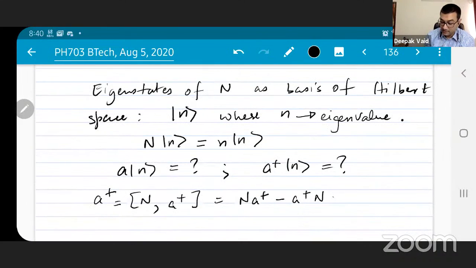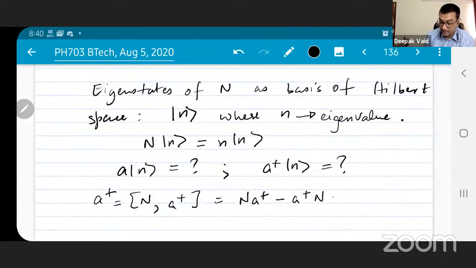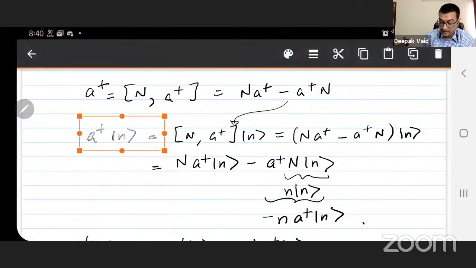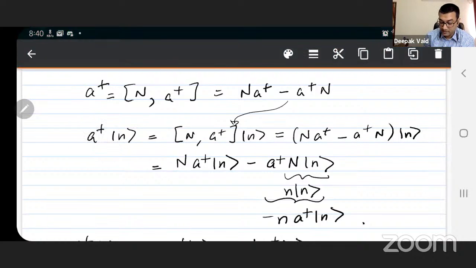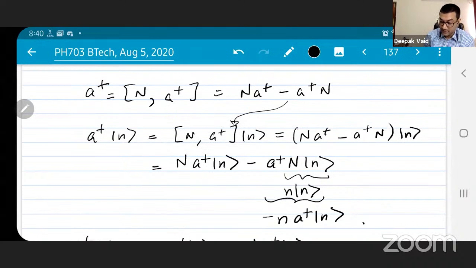Then we assume that there is a set of eigenstates of the number operator, which we label by the eigenvalue n. Then we ask what happens when we act on |n⟩ with A dagger. And then we use this commutator relationship. So A dagger can be written as the commutator of N with A dagger. Expand it out, act on |n⟩.